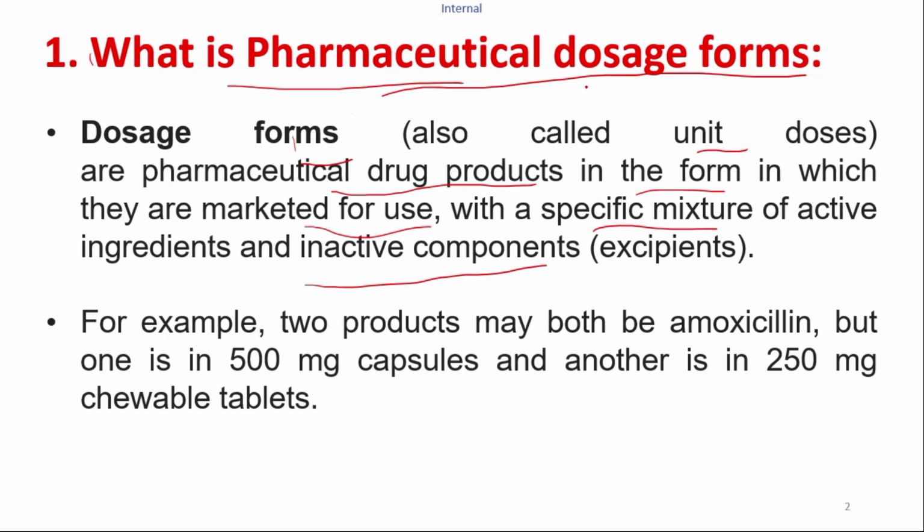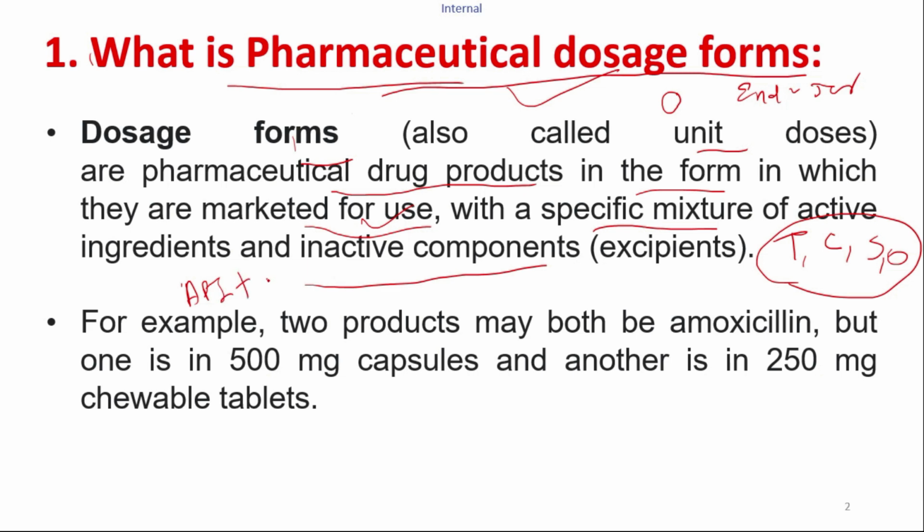Pharmaceutical dosage forms means whatever the dosage forms we see at the last, for the end user, or which are marketed for use, like tablets, capsules, syrups, ointments. This we'll see in very detail in the coming slides, but this is what is meant by pharmaceutical dosage forms with a specific mixture of active ingredients and inactive components. Means this is a mixture of API, active ingredient, plus inactive ingredients, right, like excipients.